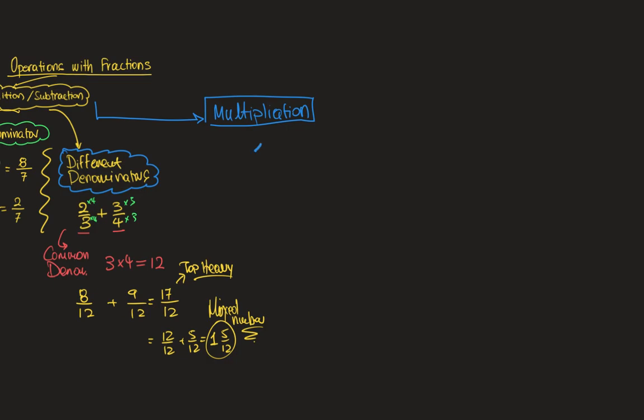In terms of multiplication of fractions, let's just make an example. Let's just say we want to find a quarter multiplied by 2/3. Then the way we calculate multiplication of fractions is by multiplying the top two numbers together, so 1 times 2, and then the bottom numbers together, 4 times 3, and that's going to give me 2 over 12.